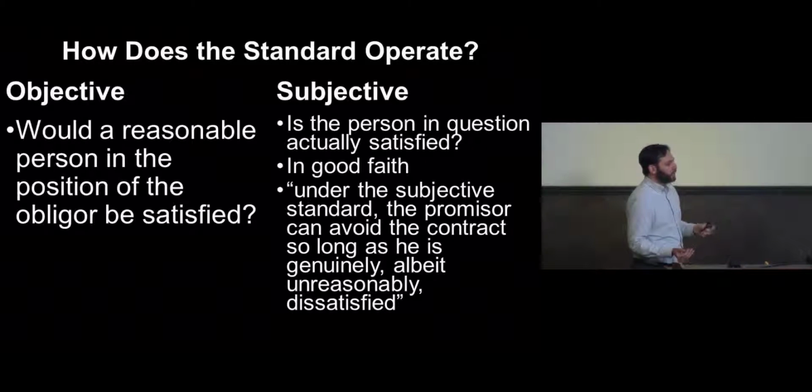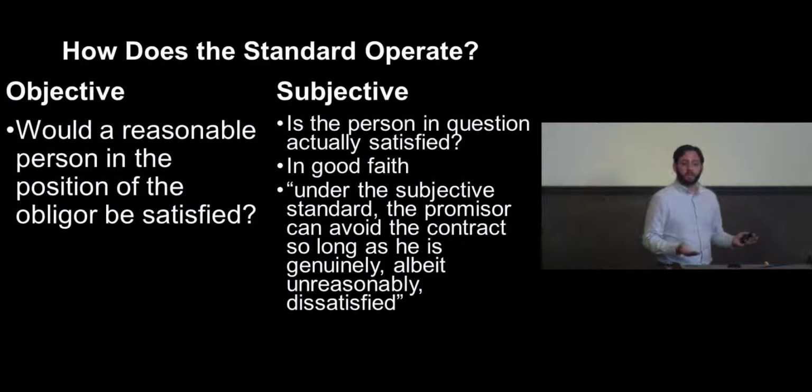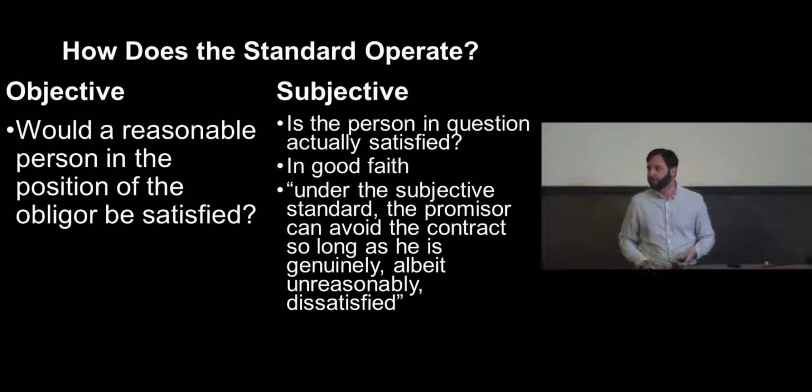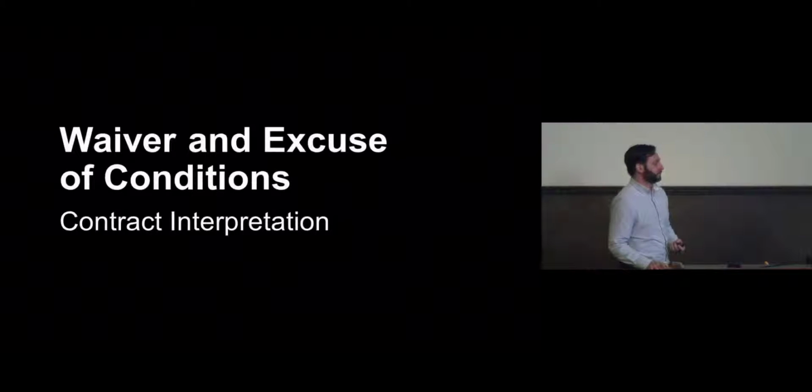What's the result? Well, in the objective standard, we actually ask, would a reasonable person in the position of the obligor be satisfied? We don't actually care that this obligor was satisfied or not. In a subjective approach, we actually have to determine if that particular obligor was in fact satisfied. That's why it's called honesty in fact. One is a matter of law, one is a matter of fact.